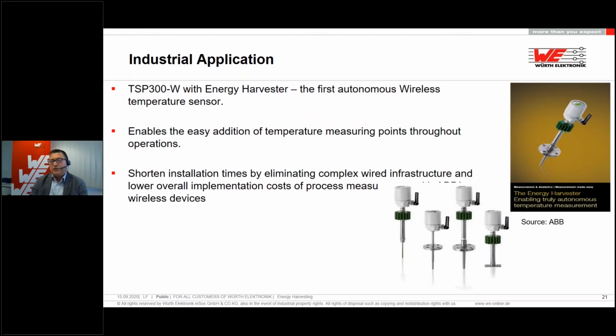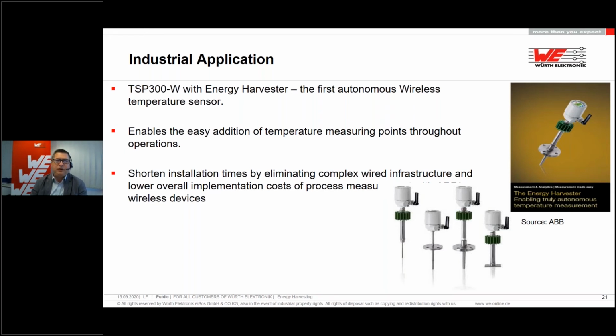Another application which I found is from the company ABB. They make temperature sensors and also a wireless mesh network. They're using a thermoelectric generator for measuring the temperature and generating at the same time the electricity for the RF sensor. And this is something already industrial standard that works.